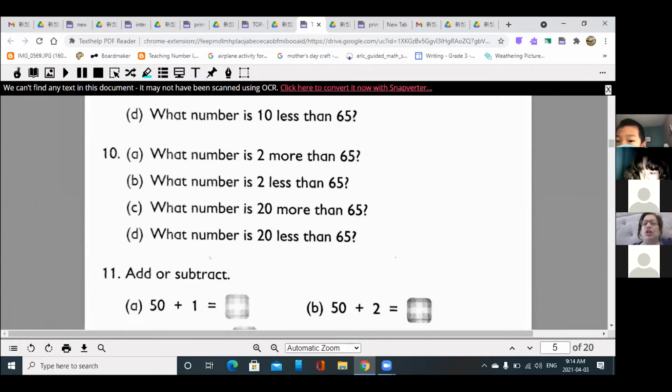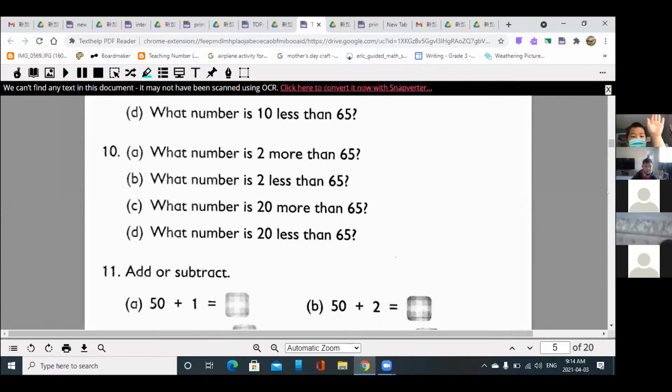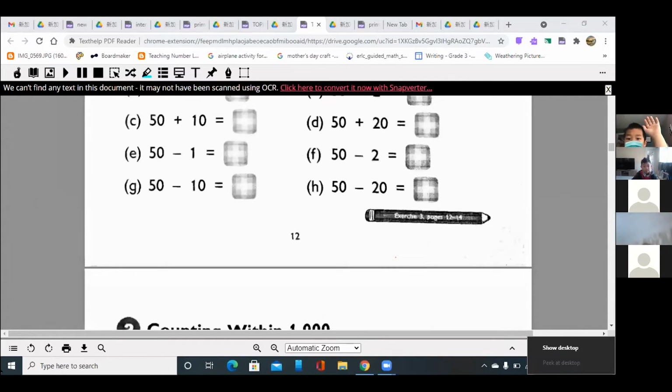Who wants to share the answer for A? What number is 2 more than 65? Is anybody ready? Matthew, go ahead. 67. Good job. That's right. 65 plus 2 gives us 67. Okay, let's keep going because you guys are doing an amazing, incredible job.